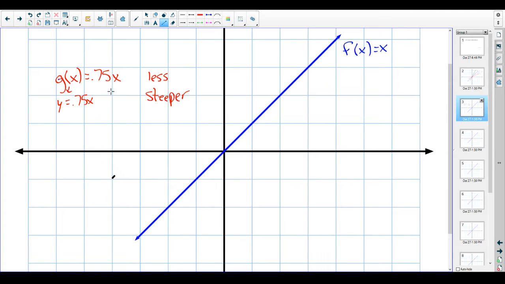So 0.75 is 3/4. So we'd go up 3 over 4. And that would go through the origin. It's proportional, right? Could drag it down some more. Okay, and here is our g of x. And we can see it's not less steep by much, but it is. Even if this was like 0.99x, it would be less steep than the original. And that's the whole idea. Linear transformations. Okay, halfway there.